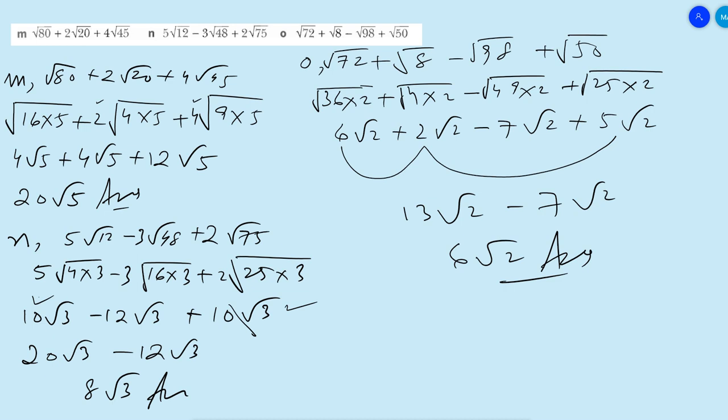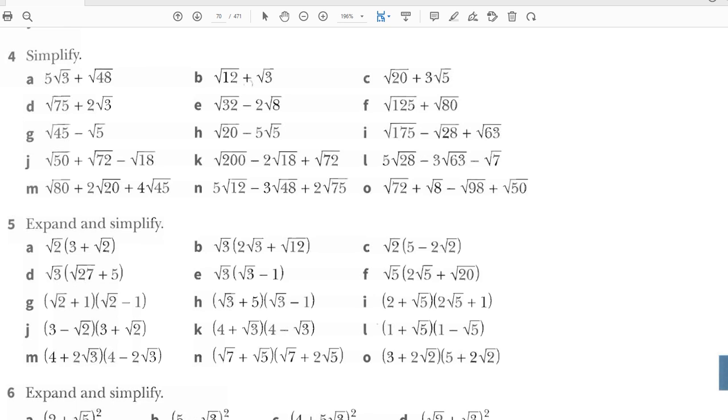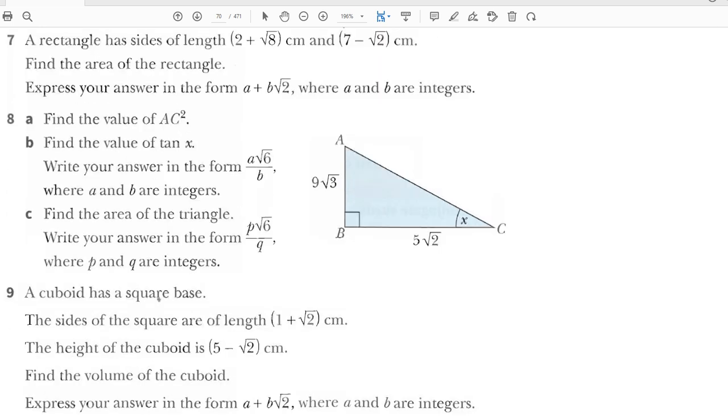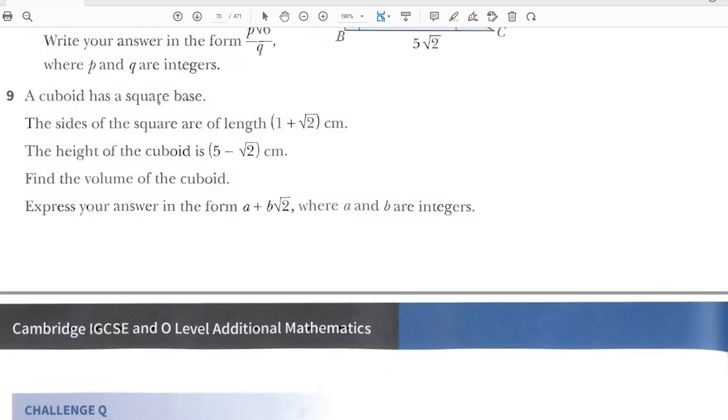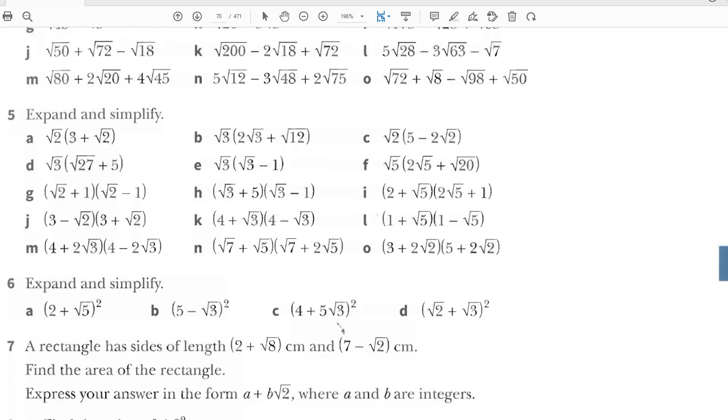Now we have finished question number 4. How many questions are left? Question number 5, question number 6, question number 7, question number 8, and question number 9. So the remaining questions we will do in the next lecture.